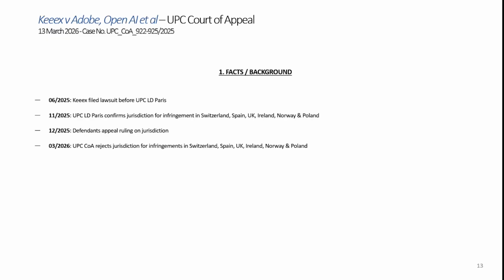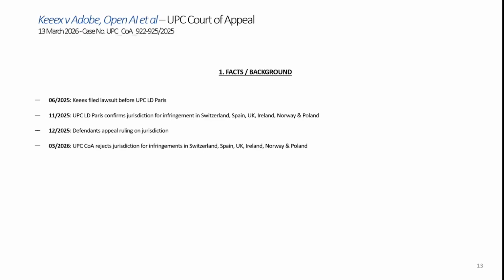So we had proceedings initiated by Keeex against Adobe, OpenAI, and other companies. In total, it was 8 companies that have been sued here. Maybe just one brief note, this was not a case that referred to an SCP, but nevertheless, the principles that have been laid down here would equally apply for SCPs as well. So that's why it's a very interesting decision that needs our attention.